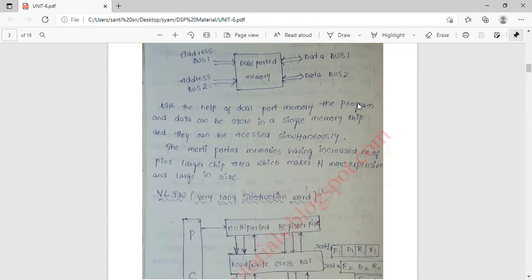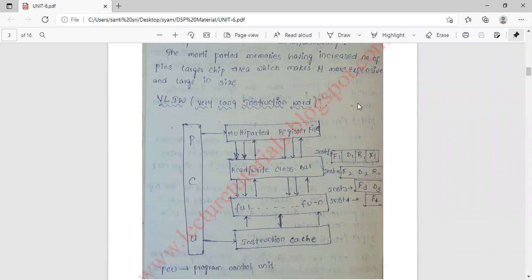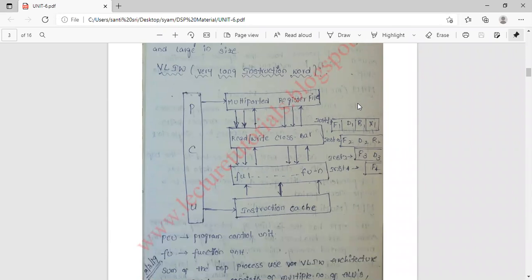Next, VLIW, very long instruction word. It consists of PCU, the program control unit, FU, function unit, read write crossbar, multi-ported register file, and instruction cache. These are connected like this.